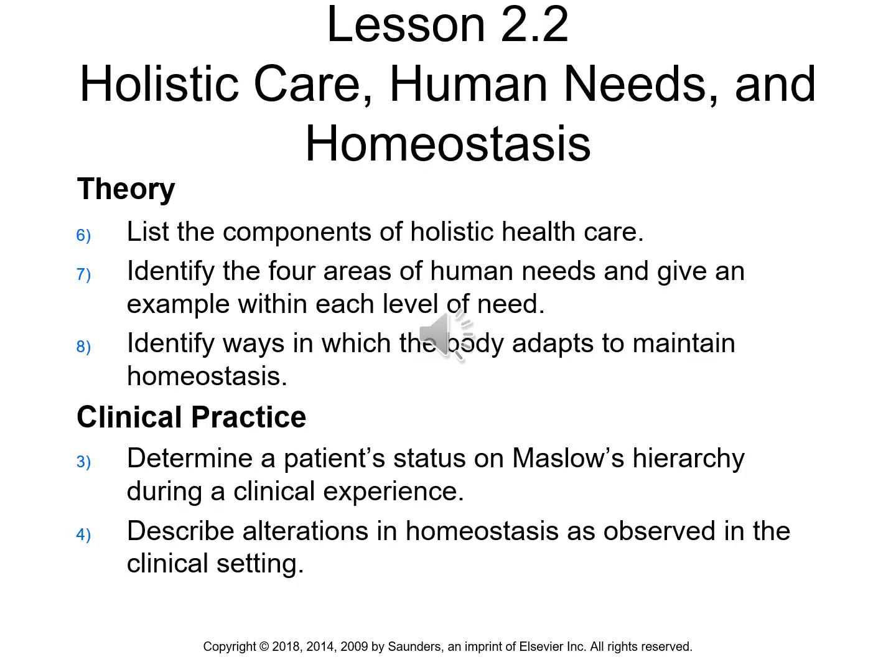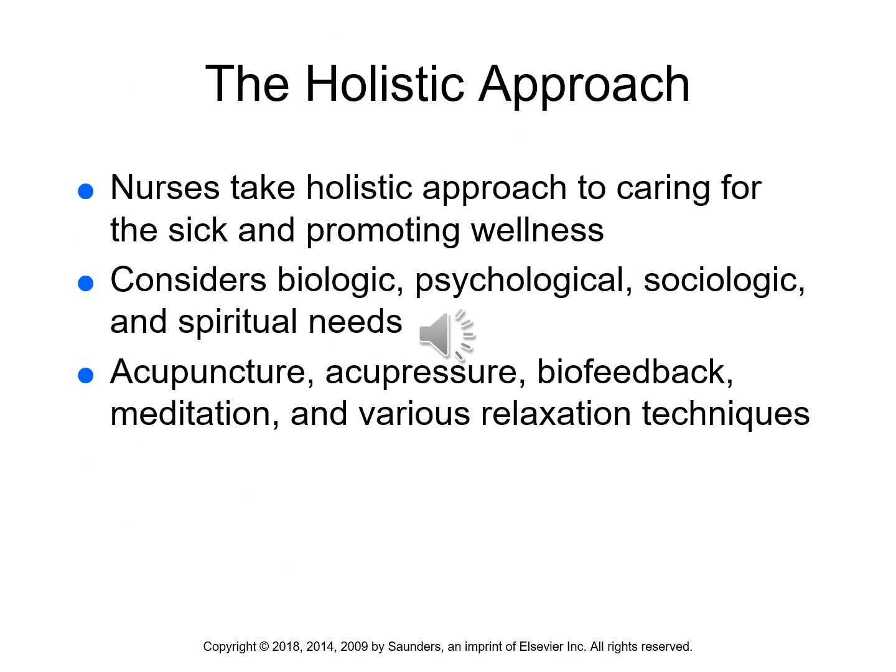So these are objectives for our next part of this chapter. The theory objectives list the components of holistic healthcare, identify the four areas of human needs and give an example within each level of need, identify ways in which the body adapts to maintain homeostasis, and then the clinical practice objectives determine the patient's status on Maslow's hierarchy during a clinical experience and describe alterations in homeostasis as observed in the clinical setting.